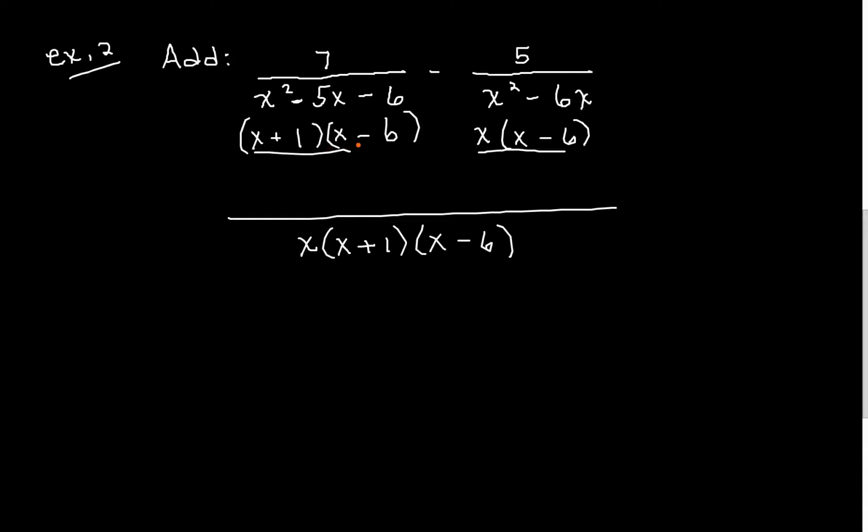This first term is missing an x, so you have to take an x times the denominator and an x times the numerator. The second term is missing the x plus 1, so we have to take the x plus 1 times the denominator and an x plus 1 in the numerator. They're going to do the same thing to you. There's a negative sign here. So even though it says add, we're really subtracting, but we're adding a negative.